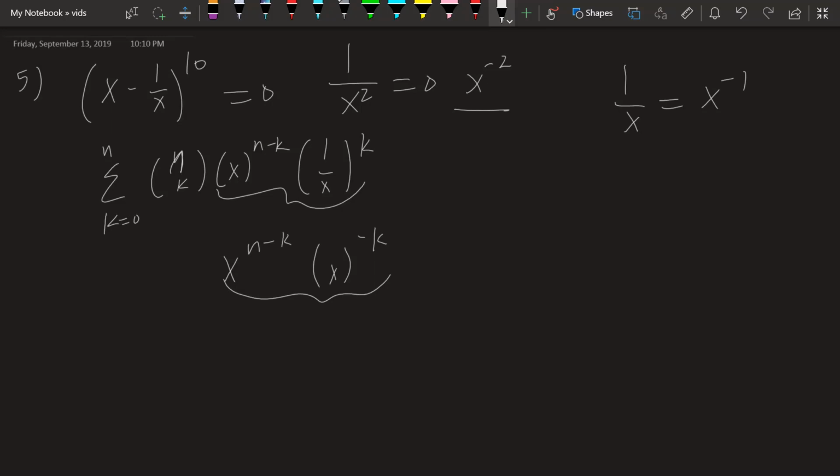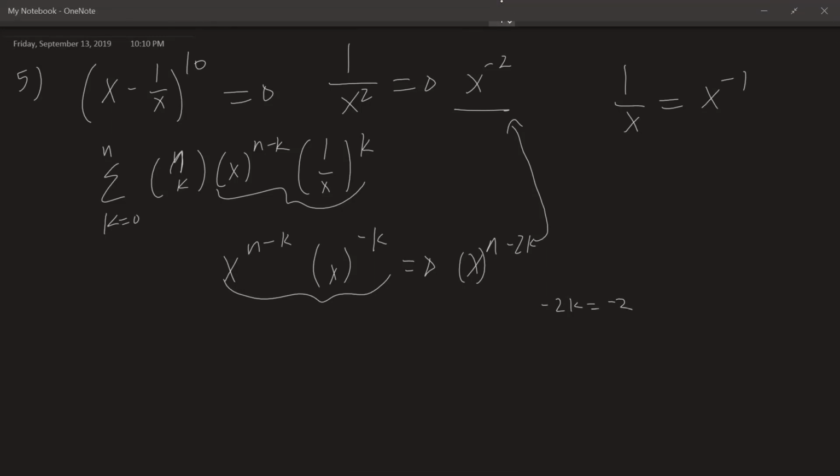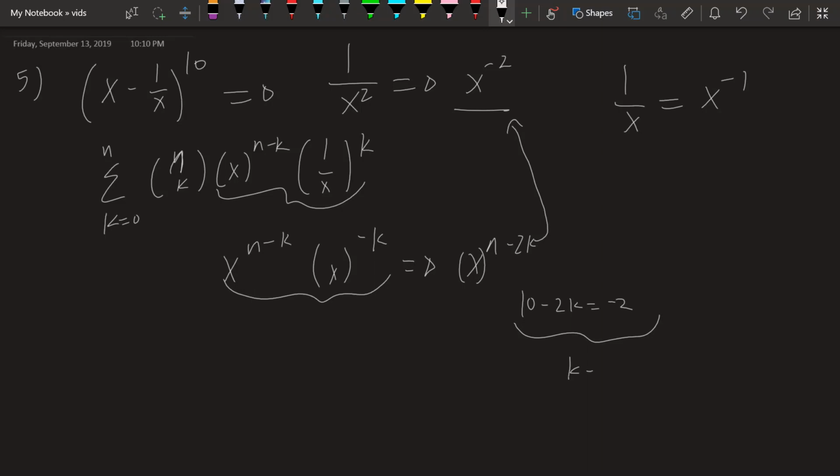It's simple math. So let's simplify this. It's going to be x to the power of n minus 2k. And this is supposed to be equal to x to the power of minus 2. That means n minus 2k is equal to minus 2. n is given in the question to be 10. So let's substitute n and find out k. K is 6, right? Substitute 6. You get 10 minus 12, which is minus 2.